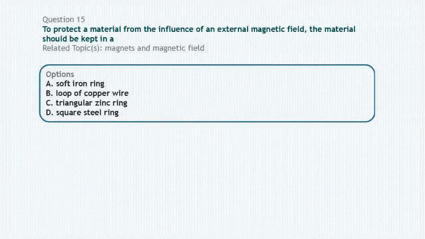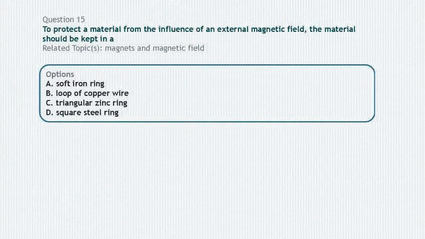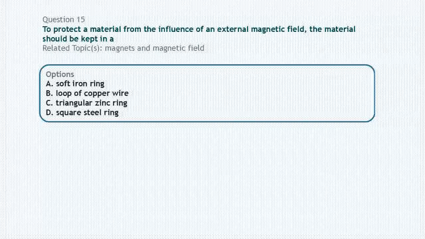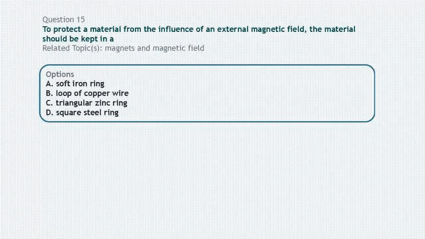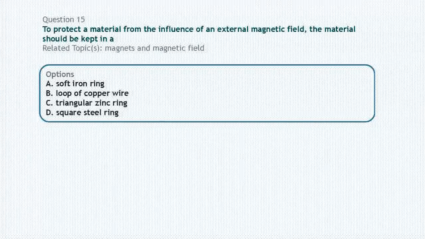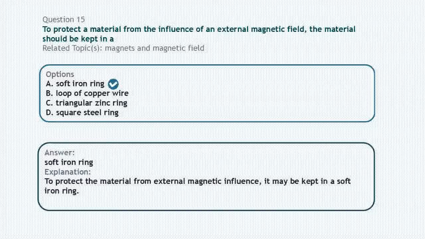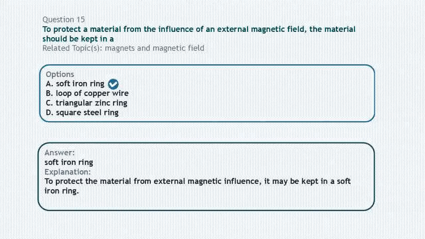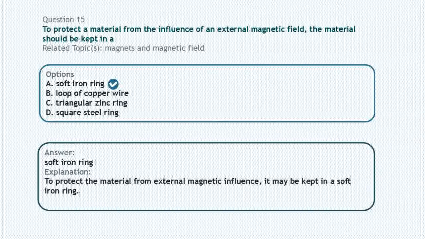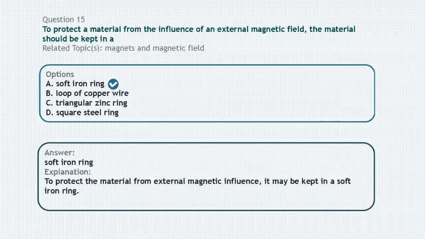Next question on magnets. To protect a material from the influence of an external magnetic field, the material should be kept in. The material can be kept in a soft iron ring to protect it from external magnetic influence.